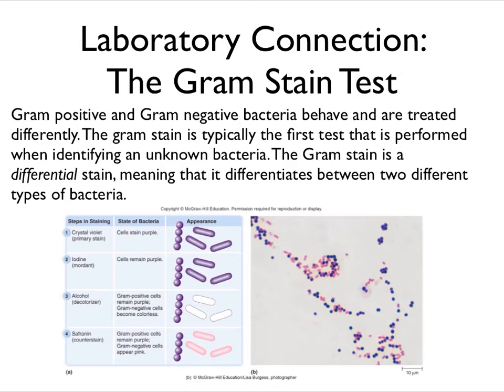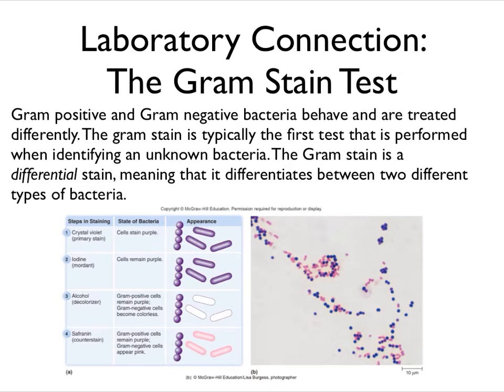In this case, what's going to happen is that the iodine is going to form a complex with the crystal violet. They're going to chemically react together, and when they do, that's going to make the dye much larger. So it got in easy. It could pass through the cell wall. It doesn't matter if it's gram-positive or gram-negative. It passes through the cell wall relatively easily because it's very small. And then you add the iodine. The iodine gets into the cell, complexes with the crystal violet, and now it's larger. Now it's going to have a much more difficult time getting back out because it's big.